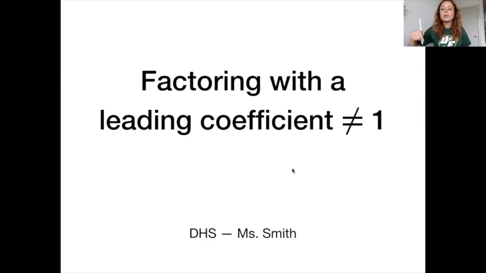So last week we talked about factoring when we have a leading coefficient of 1. So we learned some special strategies for when our leading coefficient is 1. We also saw that sometimes we have to take a GCF out and then we'll find a polynomial with a leading coefficient of 1. Well, this time we're going to factor trinomials, so 3 terms, without a leading coefficient of 1. So we're going to learn a new strategy for that. Okay, so let's dive into this.